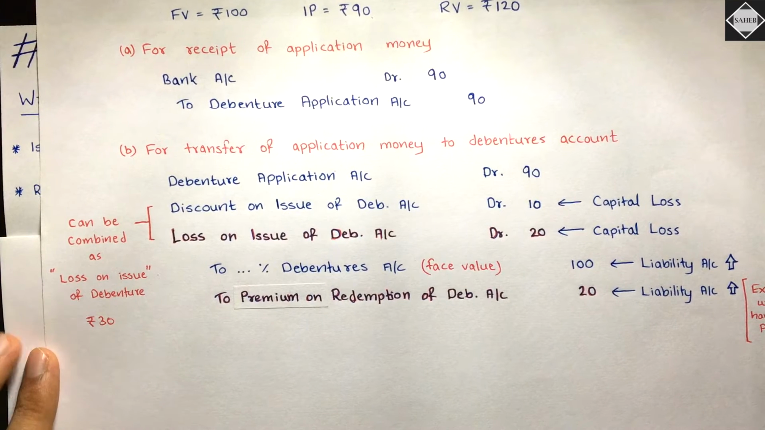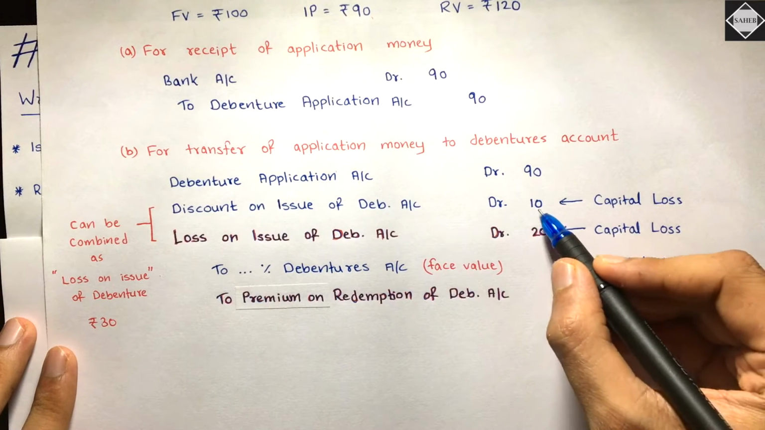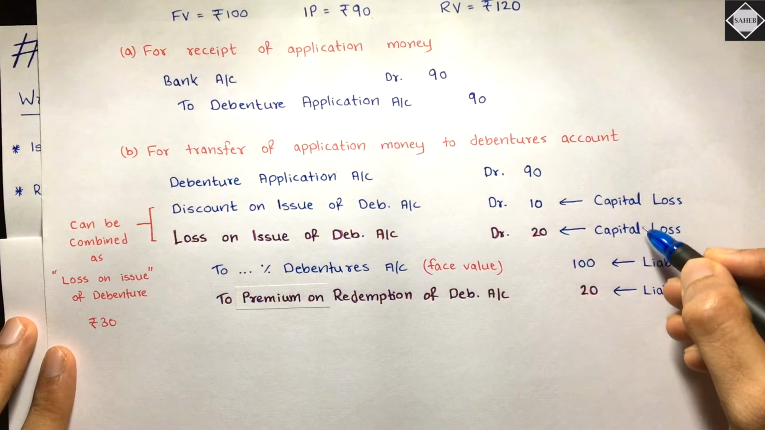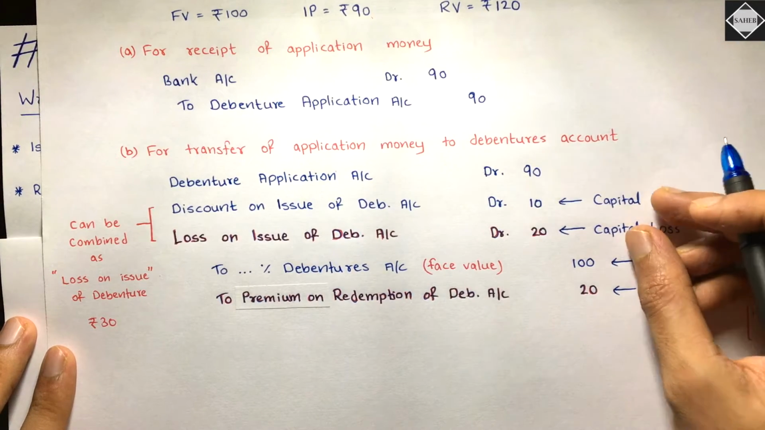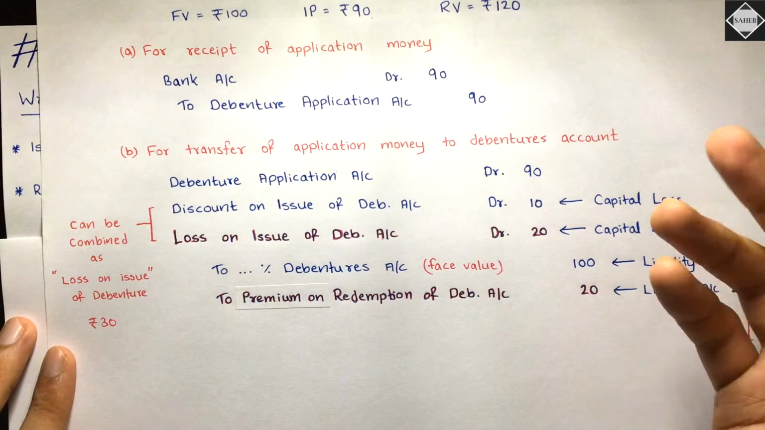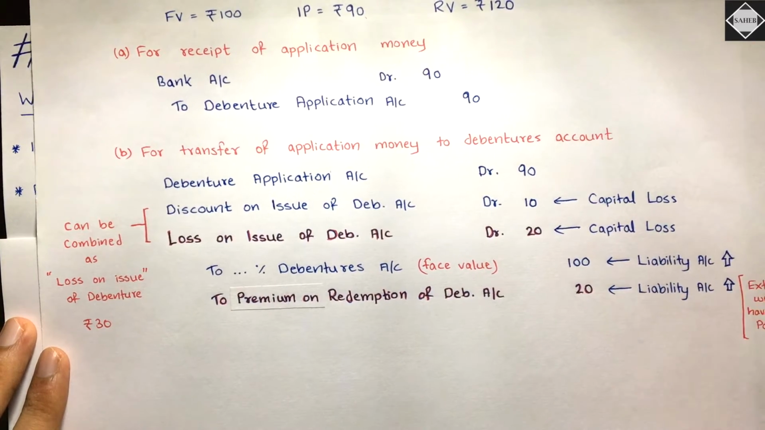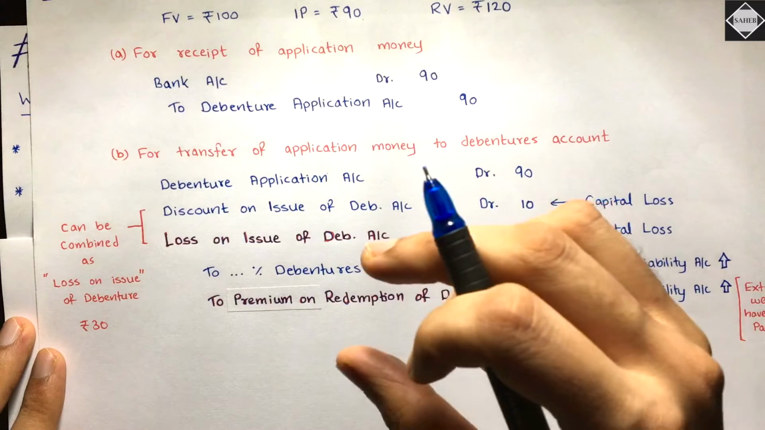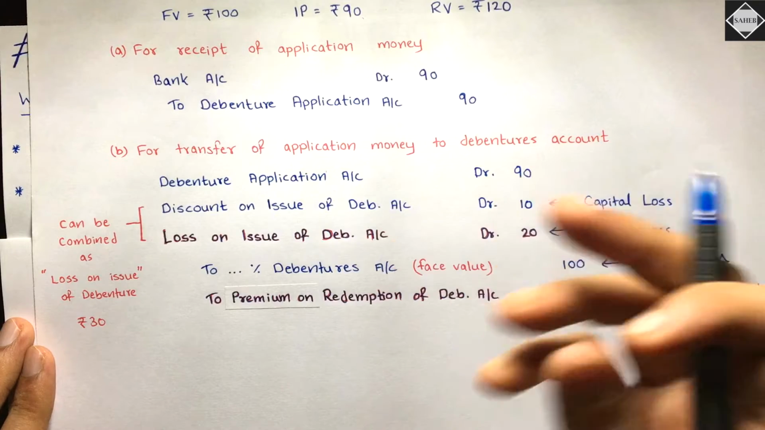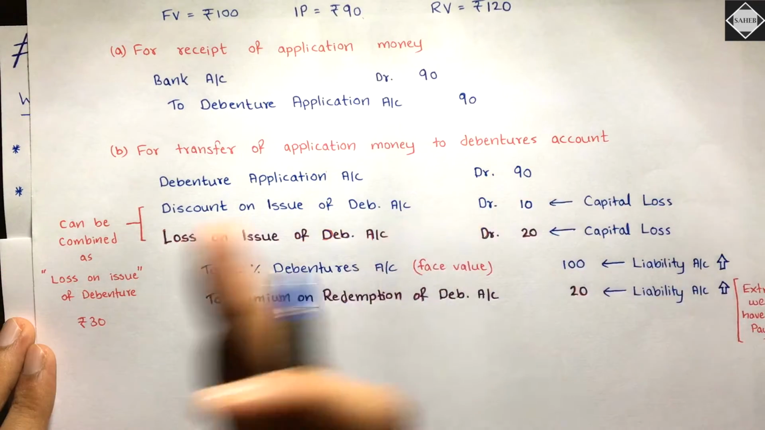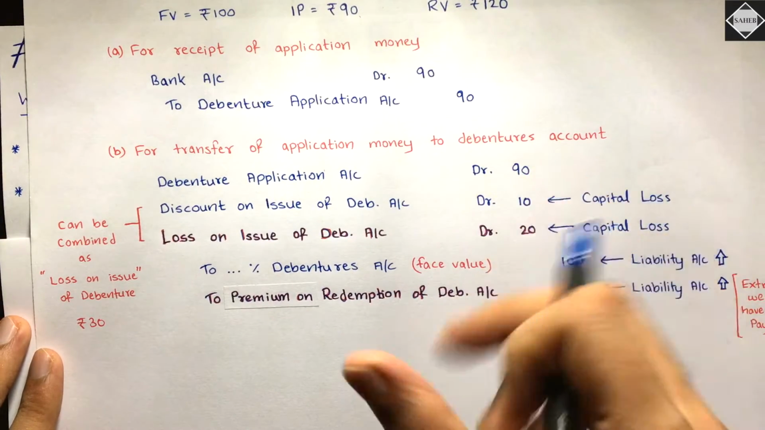Now understand, this has to be capitalized. This 10 rupees and 20 rupees are considered as capital loss and it is capitalized. It is taken to the balance sheet and then it will be amortized, like how we charge depreciation on tangible fixed assets. Similarly here, you have to amortize this. Slowly you have to take this to profit and loss; you have to write it off. What is depreciation? Depreciation is writing off the asset slowly over the useful life of the asset. Similarly here, we write off this loss over the life of the debentures.